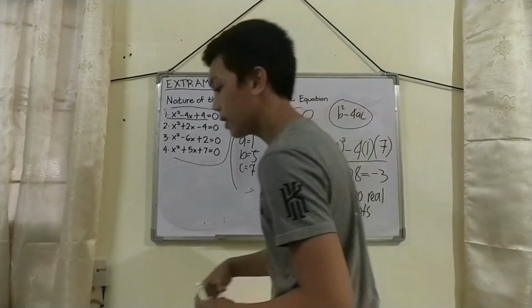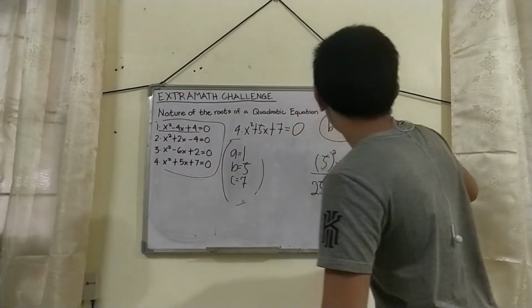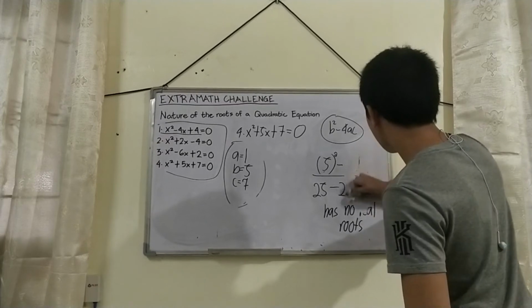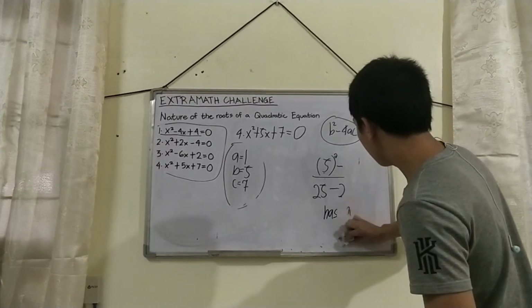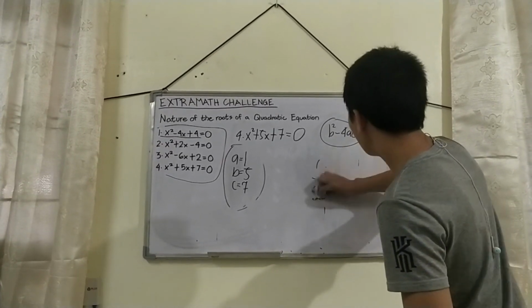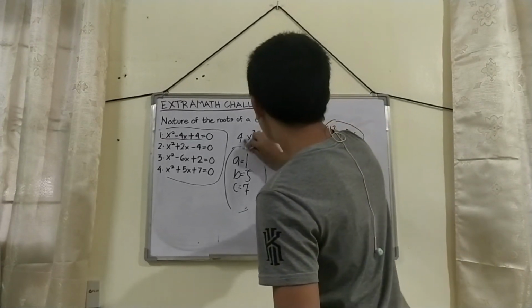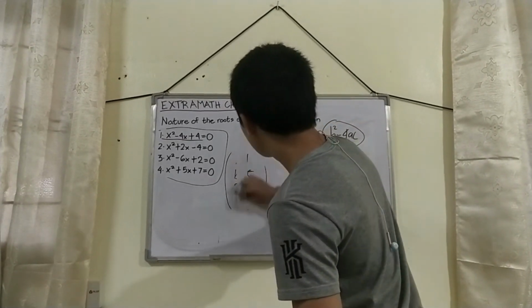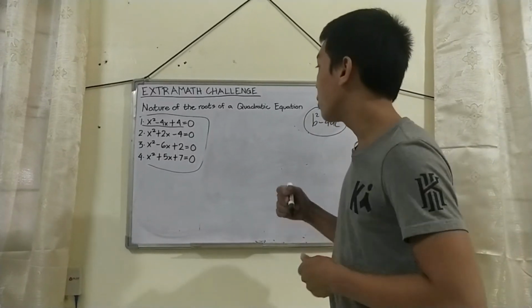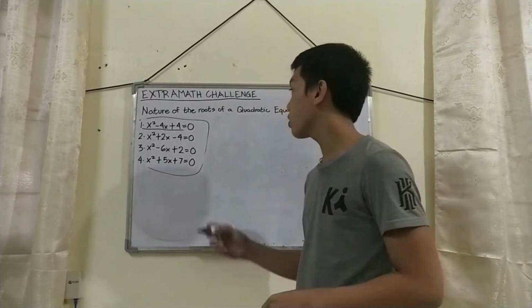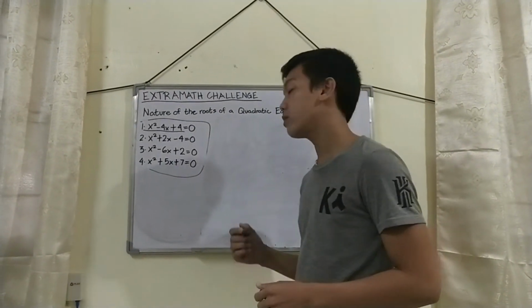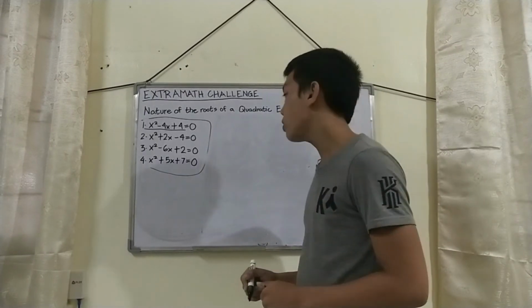Okay, so we're done solving for the discriminant. Now let me explain. Actually, in general, there are 4 cases to identify the nature of the roots of a quadratic equation.